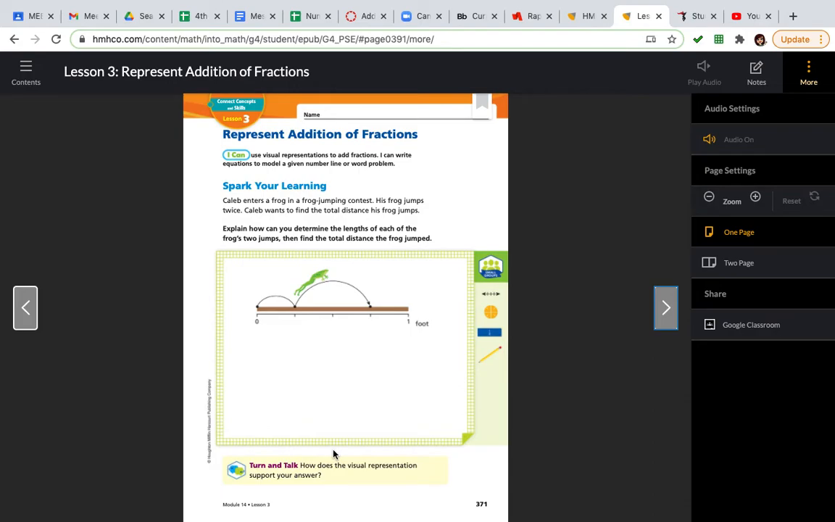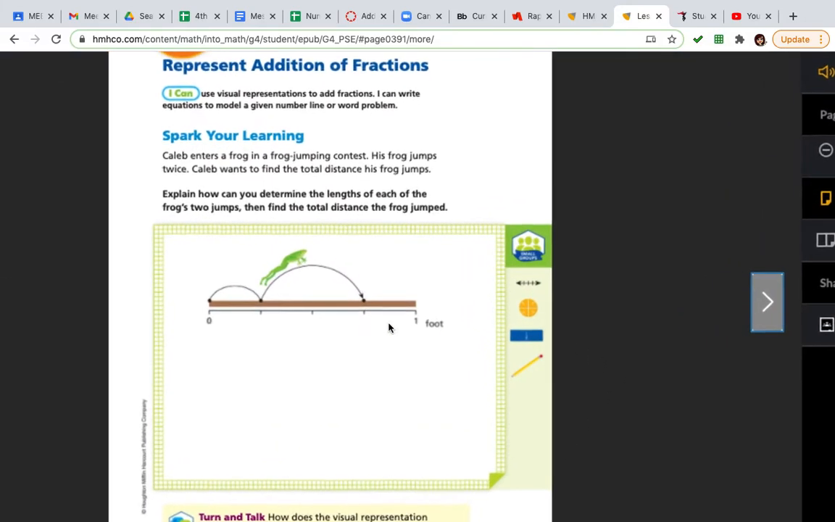Hey guys, today we're doing Module 14, Lesson 3. We're going to represent addition of fractions. So you should be on page 371 in your math workbook. 371. I'll blow this up.